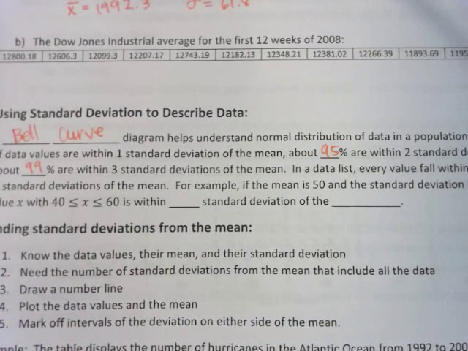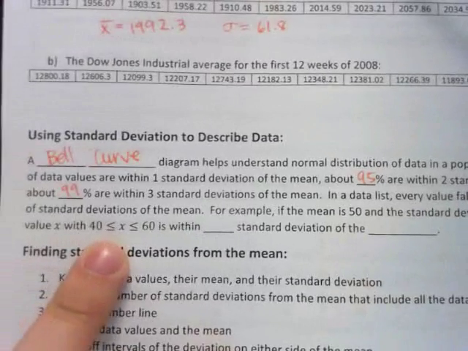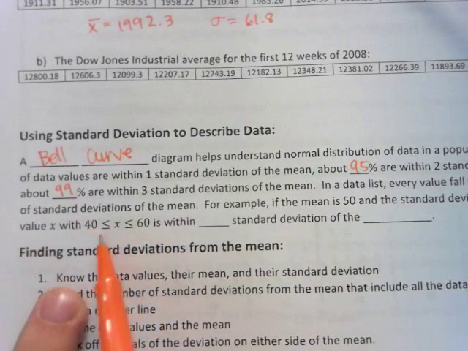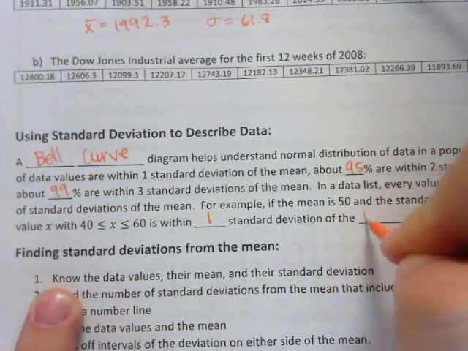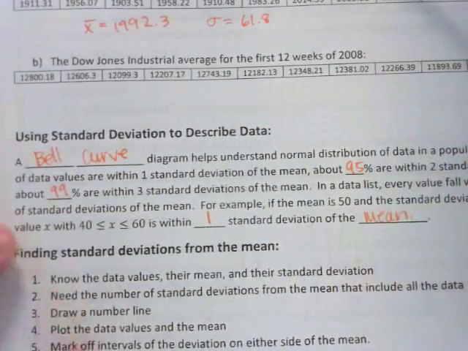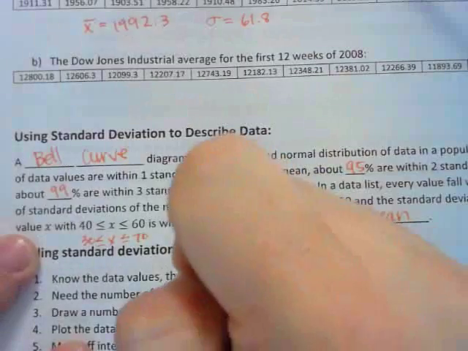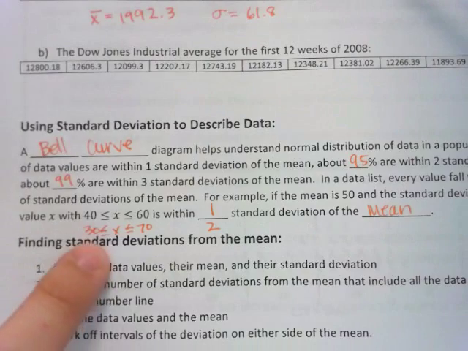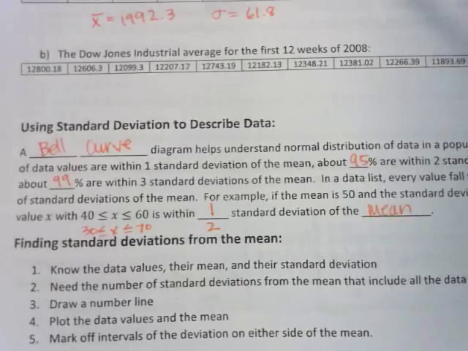In the data list, every value falls within some number of standard deviations of the mean. For example, if the mean is 50 and the standard deviation is 10, then 68% of the data would fall between 40 and 60. That's 10 away on each side of the average. So that's 1 standard deviation away from the mean. If we kept going, 30 and 70 would be 2 standard deviations away. 95% of the data would fall between 30 and 70. 99% would fall between 20 and 80, and so on.